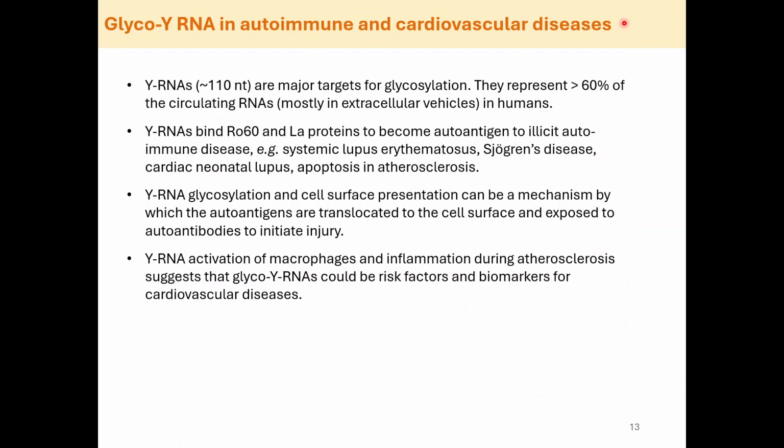Glyco-Y-RNA is a glycoRNA class that is related to autoimmune disease and is a risk factor for cardiovascular diseases. Y-RNAs represent more than 60% of circulating RNAs in extracellular vesicles. Y-RNAs bind Ro60 and La proteins to become autoantigens that elicit autoimmune disease, for example, systemic lupus erythematosus, Sjogren's disease, cardiac neonatal lupus, apoptosis, and atherosclerosis.